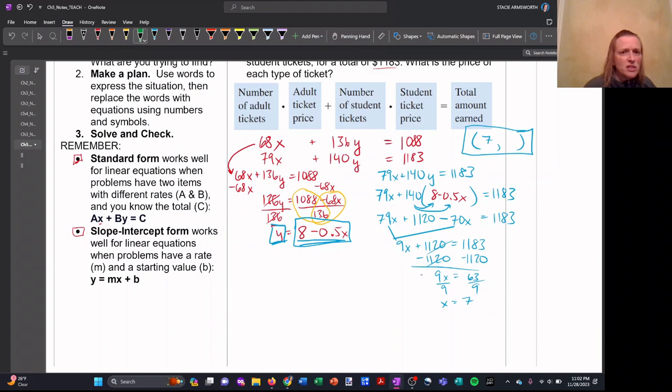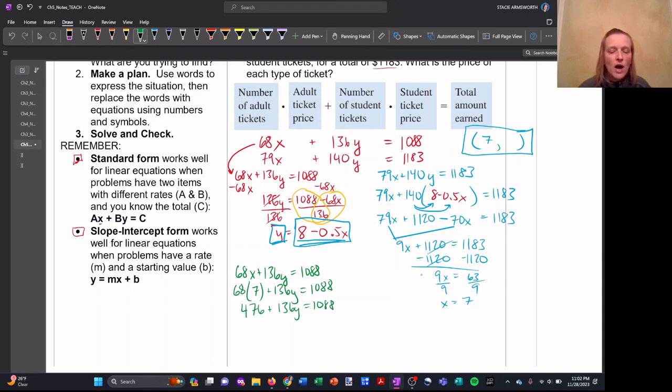Again, I'm going to choose the top equation just because the numbers are slightly smaller. 68x plus 136y equals 1088. And I am going to substitute the letter x with the number 7. Still equals 1088. When I do the number 68 times 7, that works out to be 476. I still have 136y, which is 1088 still.